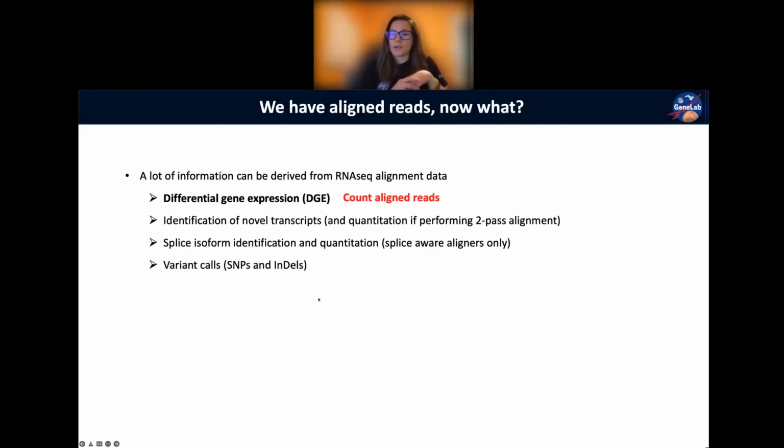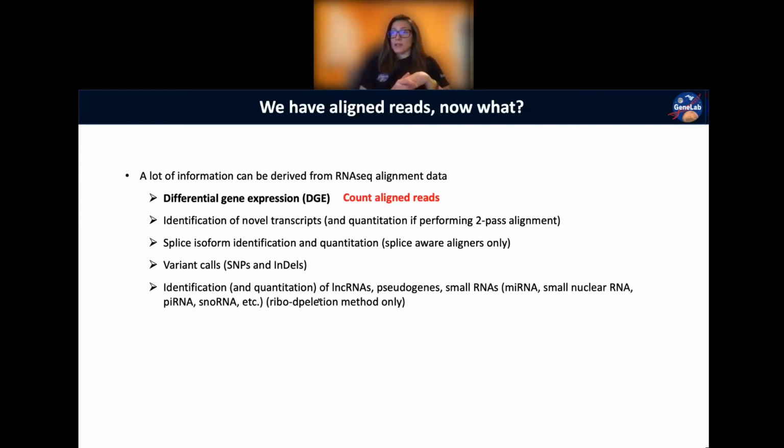We can also identify variant calls, so you can identify single nucleotide differences between your samples and the reference. You can also identify indels, insertions and deletions, in your samples relative to the reference. You can identify and possibly quantify, depending on how deeply you sequence, things like long coding.